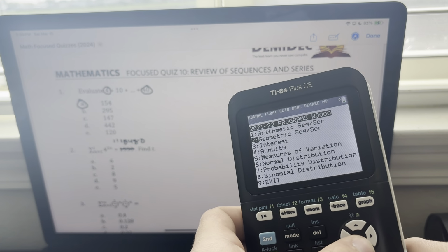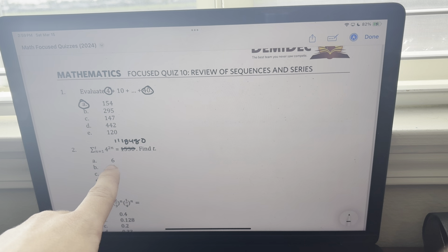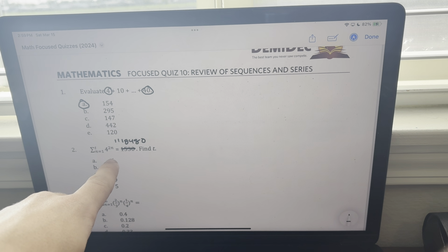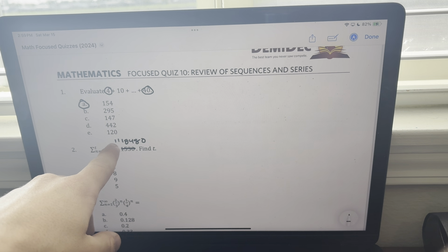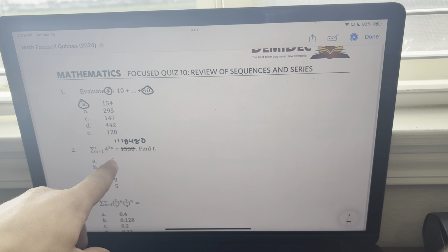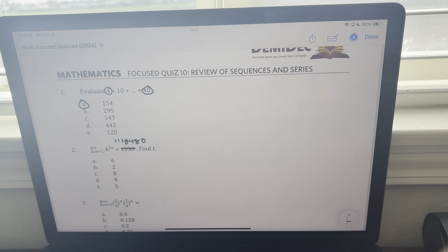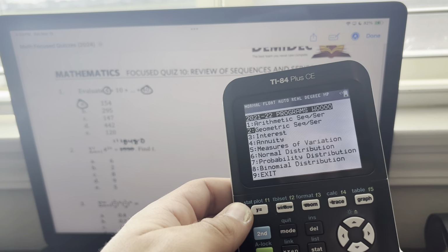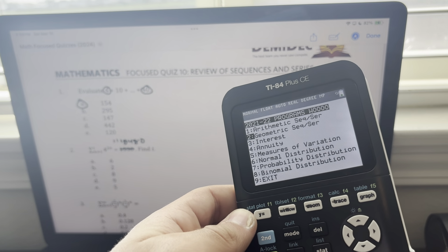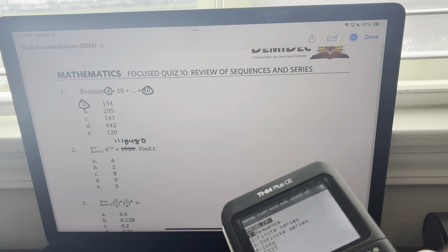So geometric, because notice how if this was, for example, just 4 times n instead of 4 to the exponent of 2n, then in that case, that would be an arithmetic because you are adding a certain amount each time versus multiplying a certain amount each time with exponents. And so geometric sequence and series is what's next.